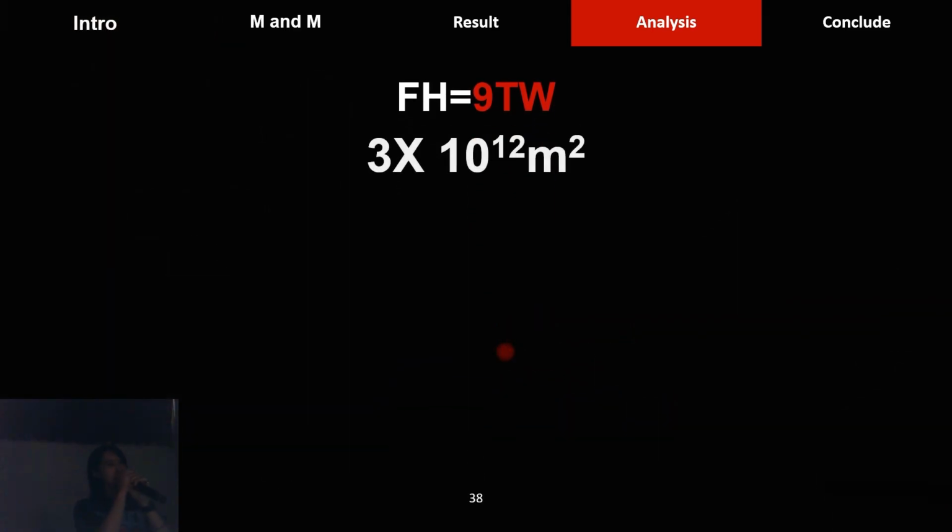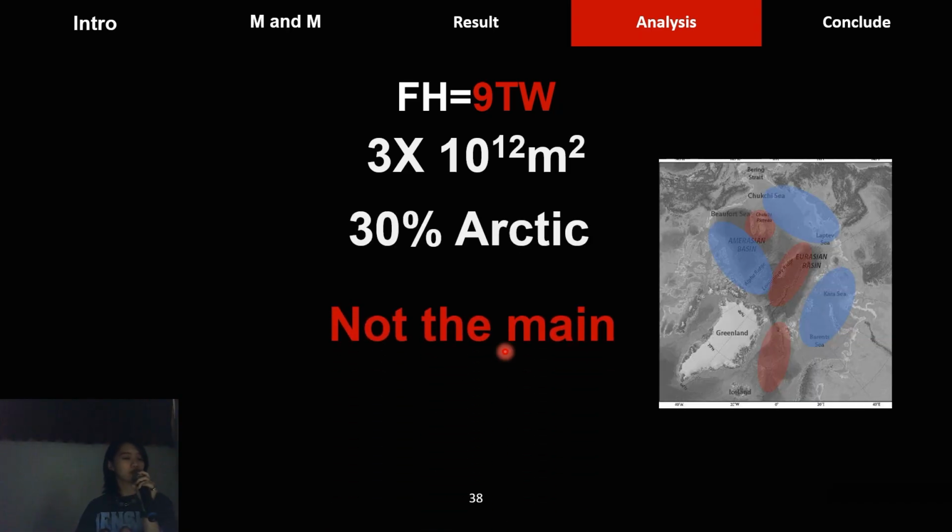But we also need to remember that because this amount of heat only comes from 30% of the Arctic, it's probably not the main mechanism, because there's also the rest of the 70%. There must be some more mechanisms going on in there.